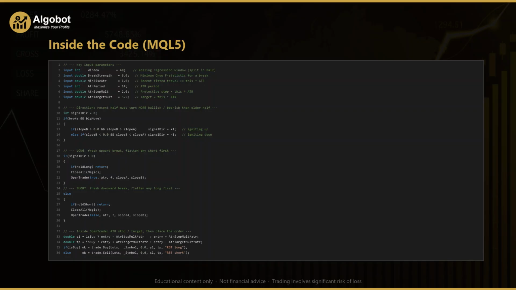Inside open trade, the stop and target are computed from ATR. For a buy, the stop sits below entry and the target above. For a sell, the stop sits above entry and the target below. Finally, the code places the order, trade.buy for a long and trade.sell for a short, each passing the lot size, the symbol, the stop, the target, and a comment tag. That's the whole entry and risk path in a handful of lines.